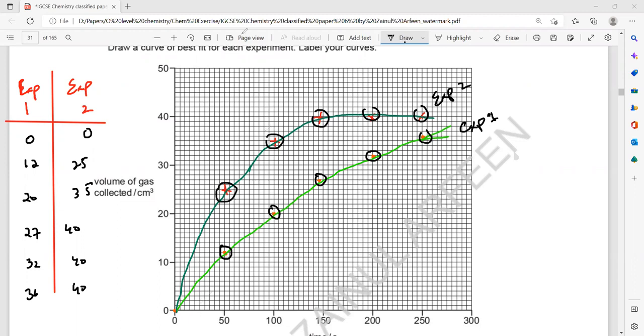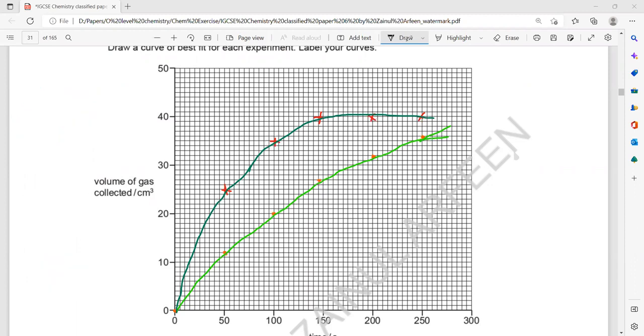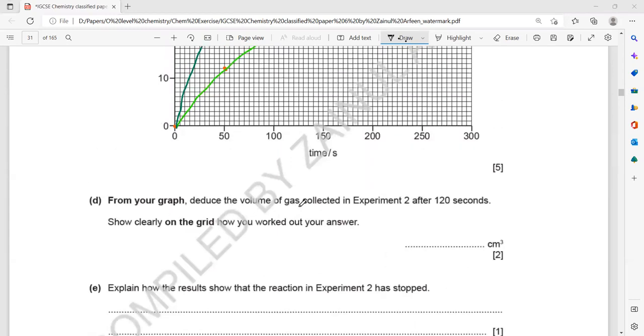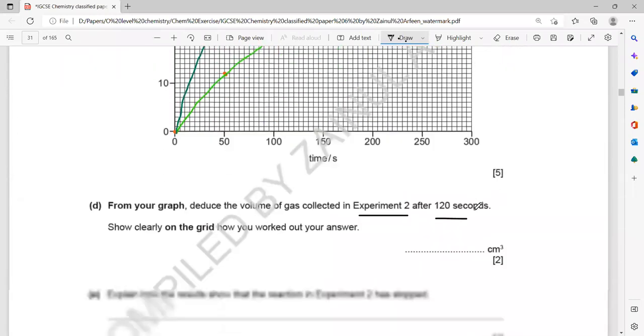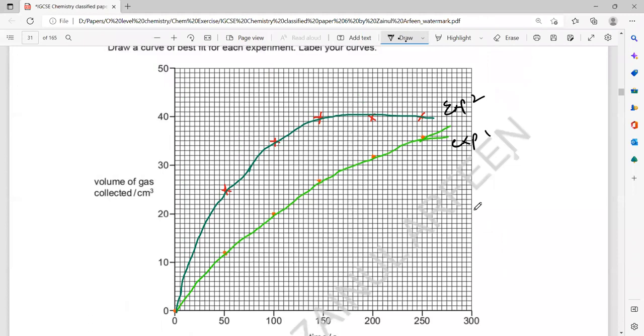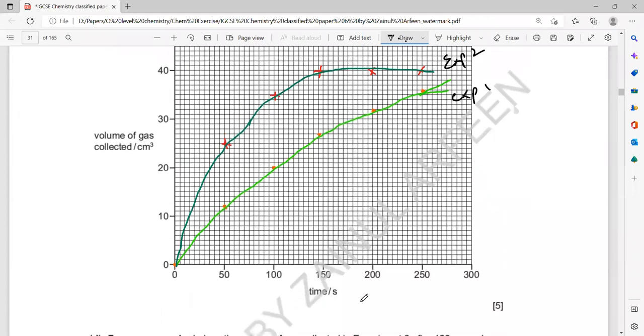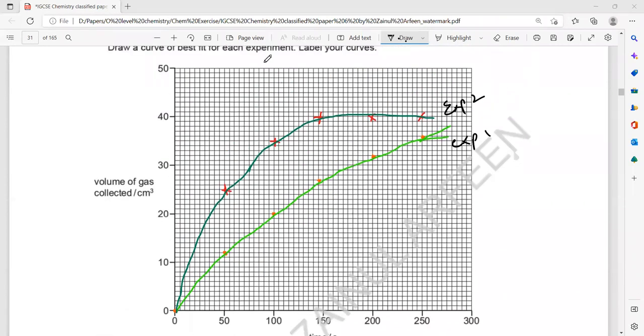Now, these are the two graphs which we plotted. We have experiment 1 and we have experiment 2. Now the next part: from your graph, deduce the volume of the gas in experiment 2 after 120 seconds. So experiment 2, after 120, and you have to show this. You can write along the gradient as well. That's fine. It's no difference. So we want to find how much volume of gas is given off for experiment 2 at 120.